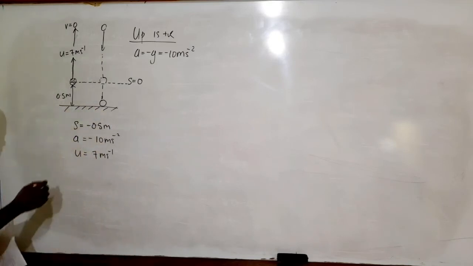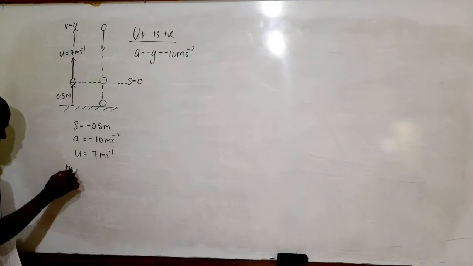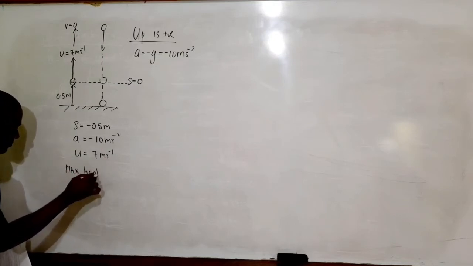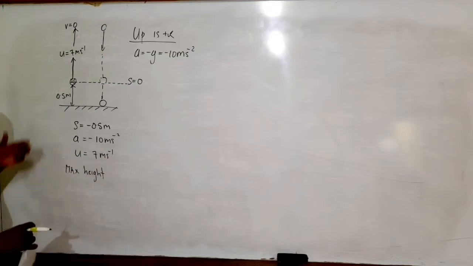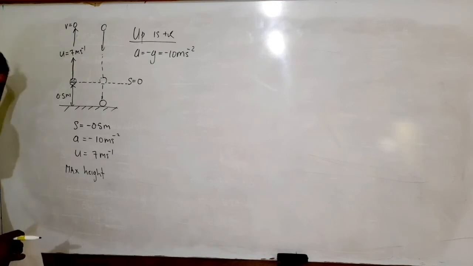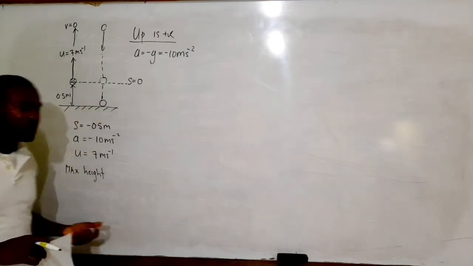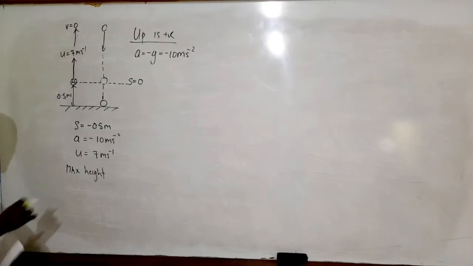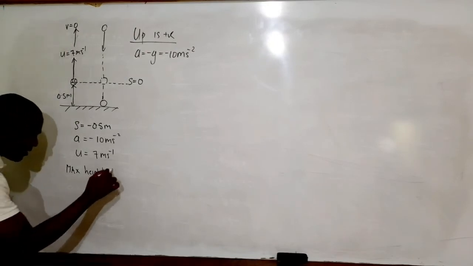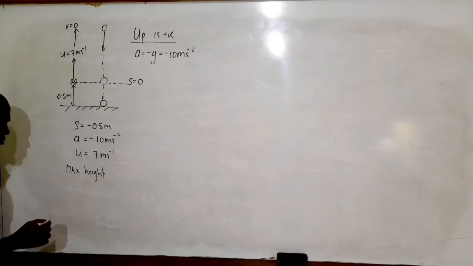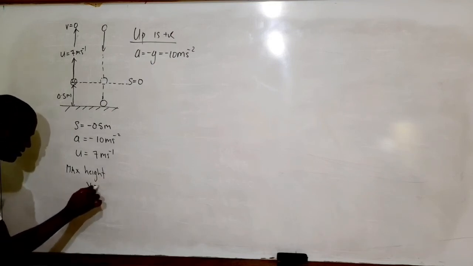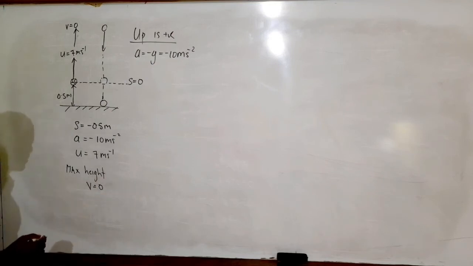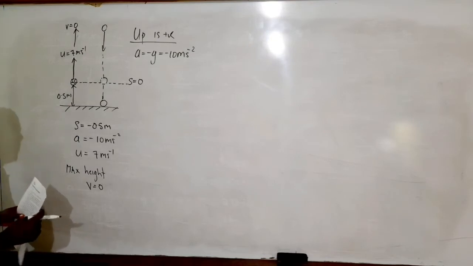So the first part of the question wants us to find the maximum height, right? As I established before, as the ball rises, its speed or its velocity will decrease, and at the maximum height it is momentarily at rest. So we can therefore say at maximum height V is equal to 0, right? So we know that V is equal to 0 at the maximum height, and so we can look at what we have and what we want to find.